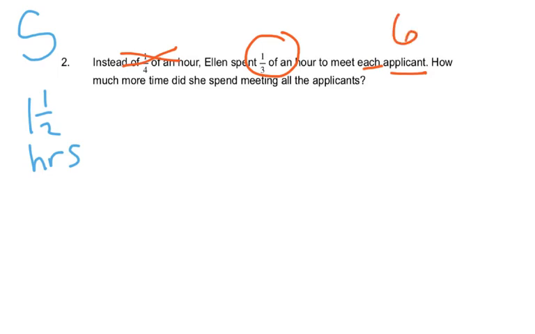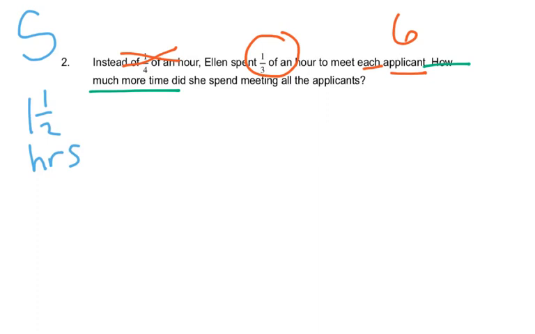This one is a follow-up from the problem before it. And so this time she's going to do 1/3 of an hour for the 6 applicants. And we want to know how much more time she spent. And so if we look at our keyword charts, that involves subtraction at some point. So we found out she'll do 1.5 hours if she does 1/4 of an hour. That comes from the answer to number 1. And now we've got 1/3 of an hour for the 6 applicants.